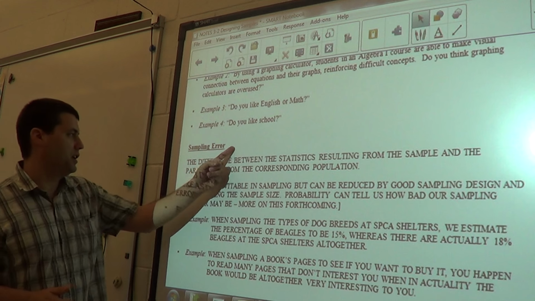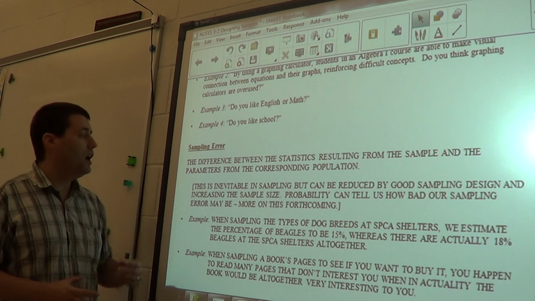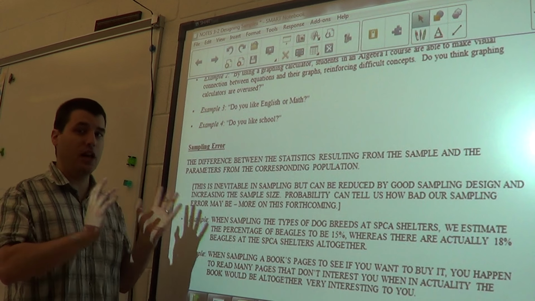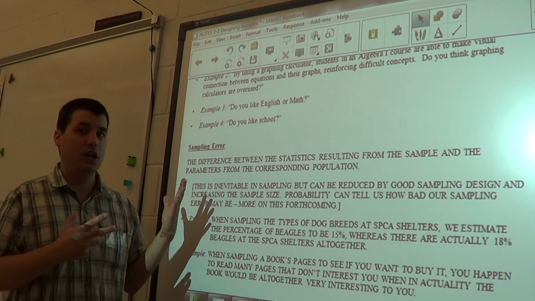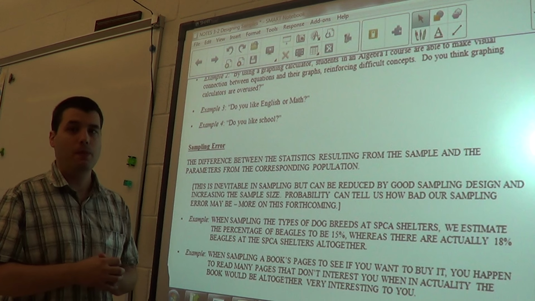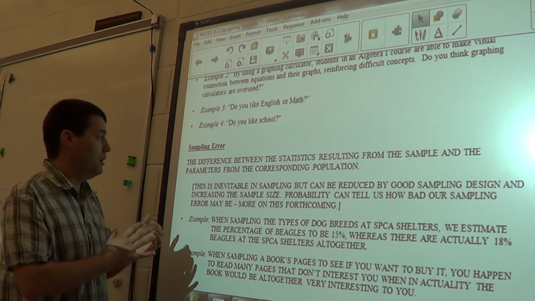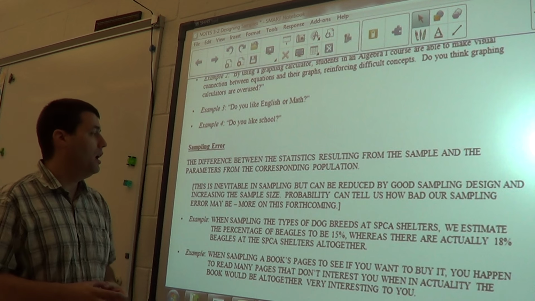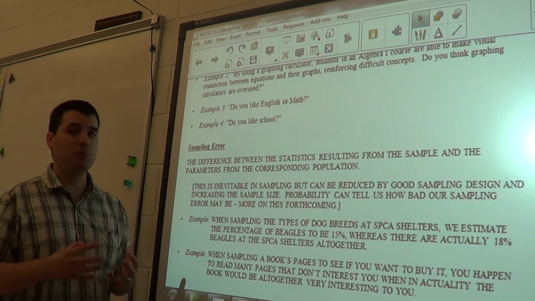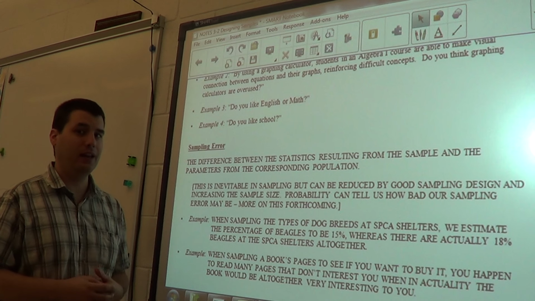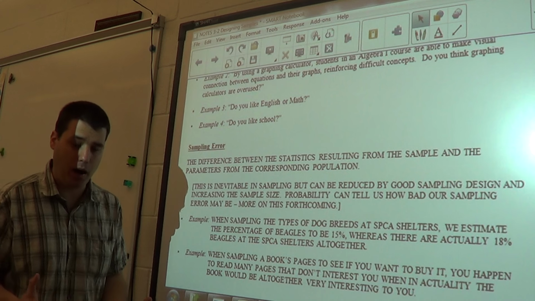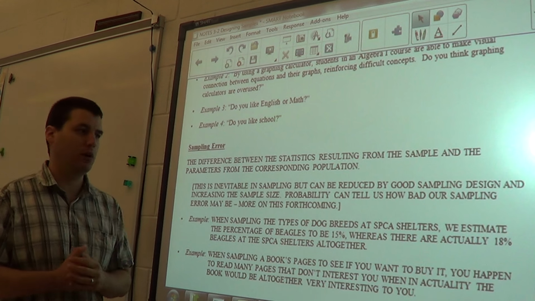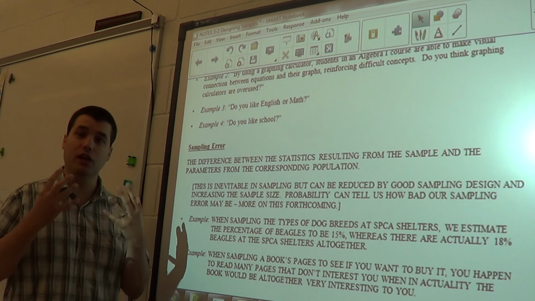So here's the one I accidentally started talking about earlier: sampling error. Sampling error is a type of error that is just there. It's not a type of bias. In other words, I can't always predict exactly what it's going to be, but it's evident. It's the difference between the statistics that result from your sample and the parameters from the corresponding true population. They're inevitable. You're not going to get the exact mean number of minutes people study for homework if I just get a sample. I won't, but hopefully it's close.